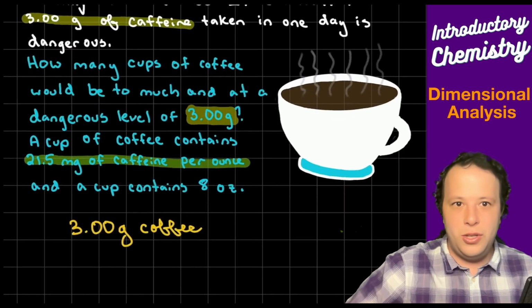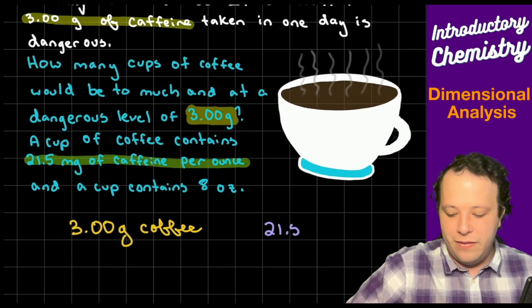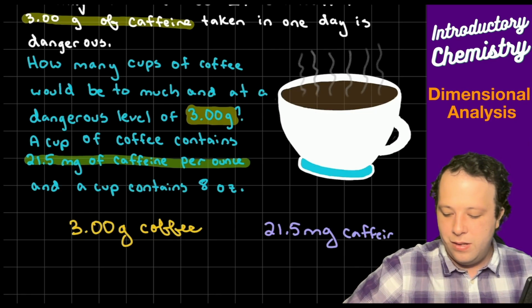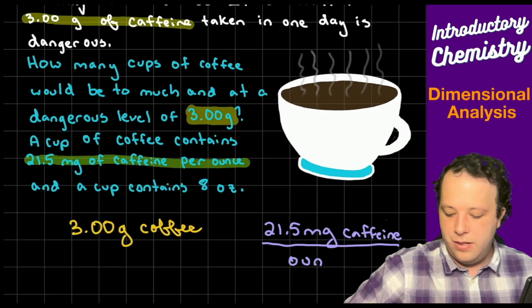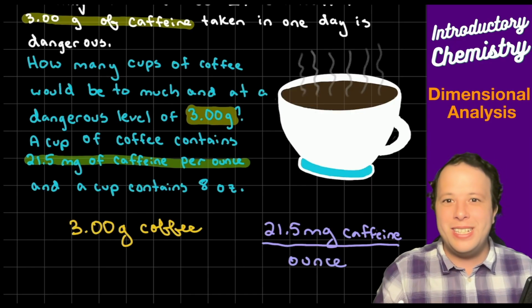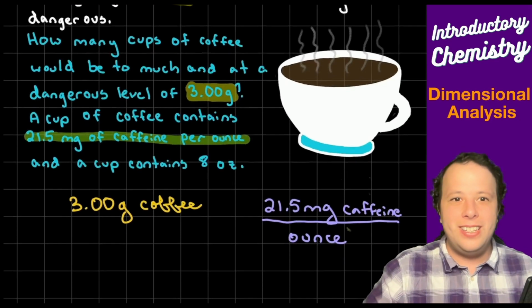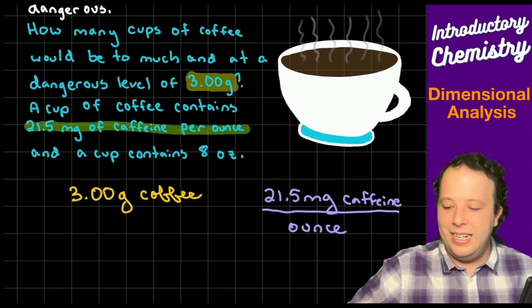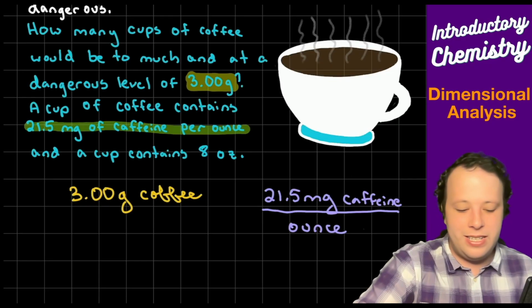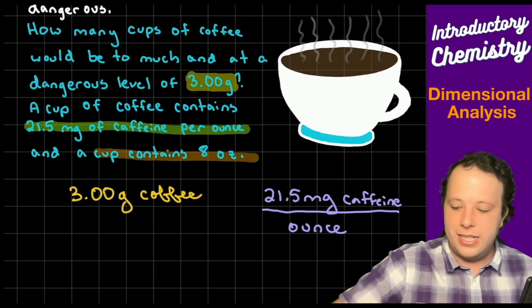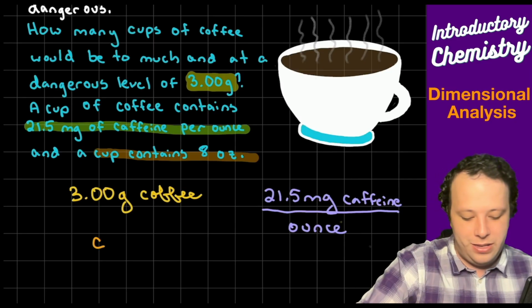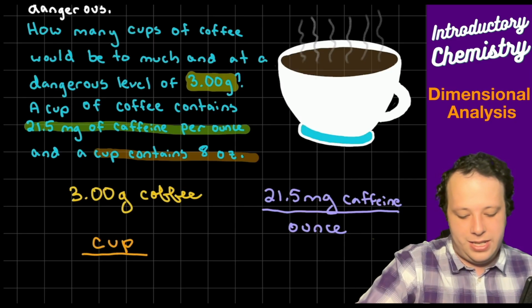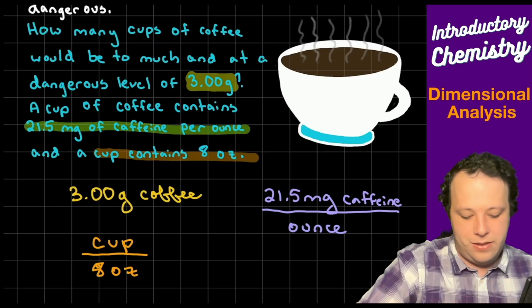So we have 21.5 milligrams of caffeine per ounce. Okay, so there's that per term, right? We keep seeing that. And then the last thing, it says a cup contains 8 ounces. Oh, great, that's something we don't have to look up. It tells you how big a cup of coffee is: a cup is 8 ounces.